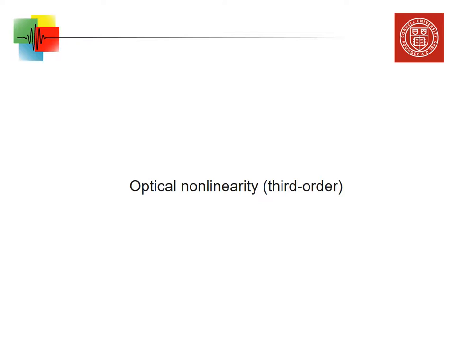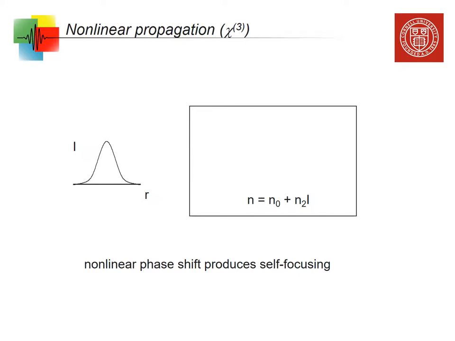So now, third order optical nonlinearity. The lowest order optical nonlinearity in fused silica or glass is third order, and that's why we're concerned with it. There is, of course, a chi 2 in many materials, but most or all materials have a chi 3. That's the lowest order in the materials we care about, so that's the one we're going to look at.